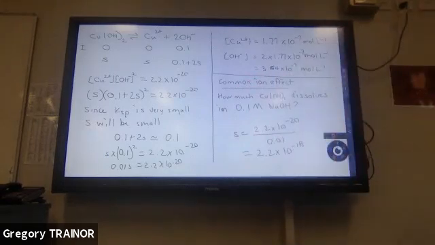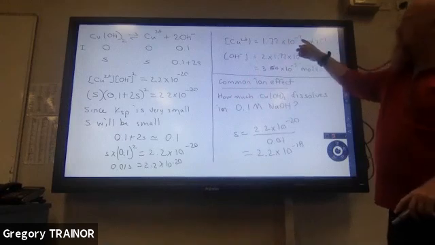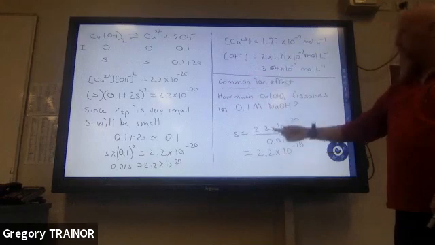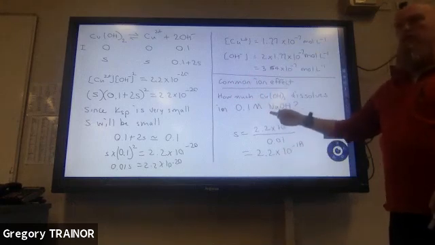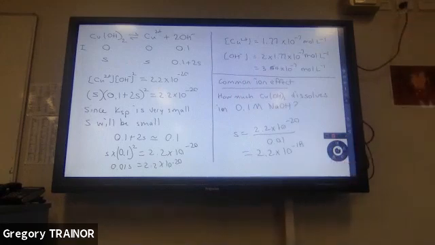Okay, we got it? So compare the solubility in pure water to the solubility in 0.1 molar sodium hydroxide. There's a dramatic decrease in the solubility of copper hydroxide in the presence of a common ion. Okay, any questions about that?